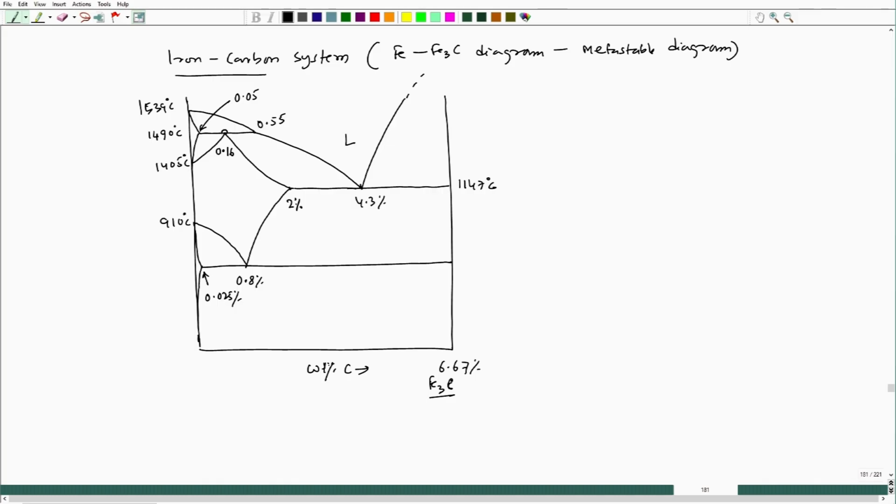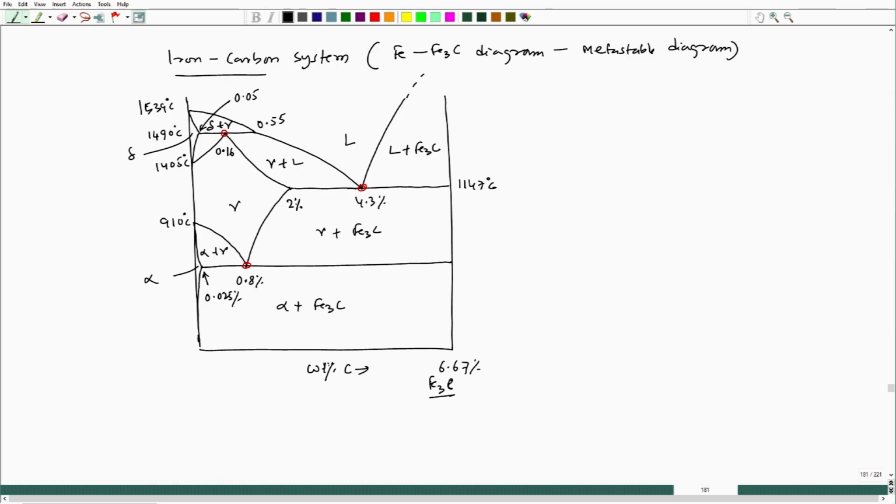Now, we have three unique reactions, one is this, another one is this, another one is this. And now, let us put the phases. This is delta plus gamma, this zone is delta, this is gamma plus liquid, this is liquid plus Fe3C, here it is gamma, this zone is alpha, alpha plus gamma, this is alpha plus Fe3C and here it is gamma plus Fe3C. So, these are the phases.